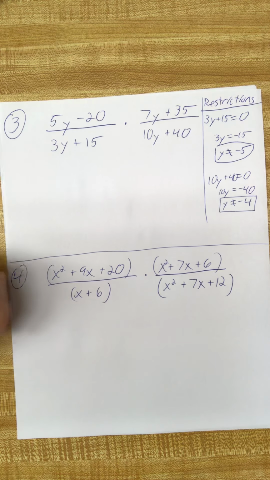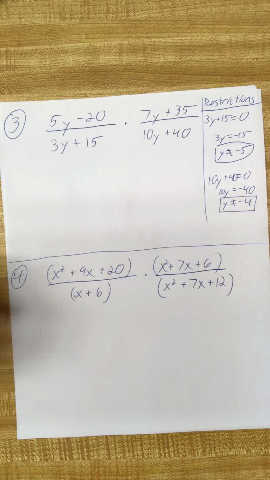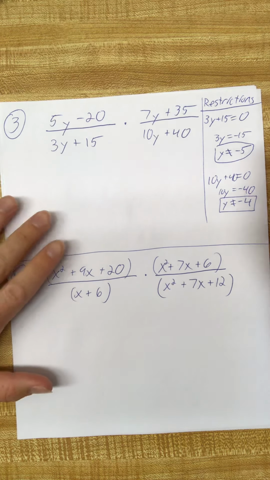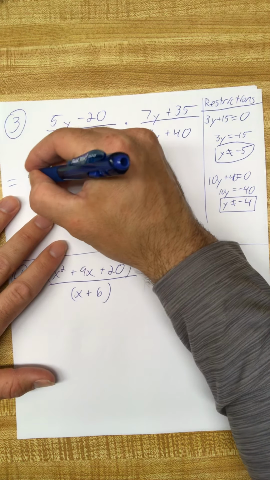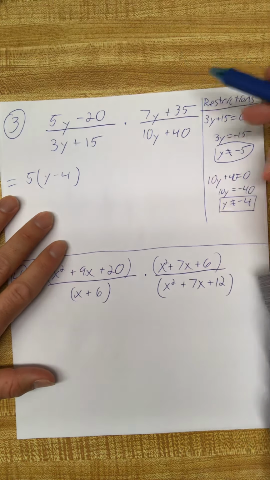Like you saw in the last problem, everything reduced down at the end. So you really don't want to wait till then to try to figure out your restrictions. You're going to think all's good in life and totally forget about those restrictions. So let's start to factor this. We got 5 times y minus 4. Again, just a GCF.